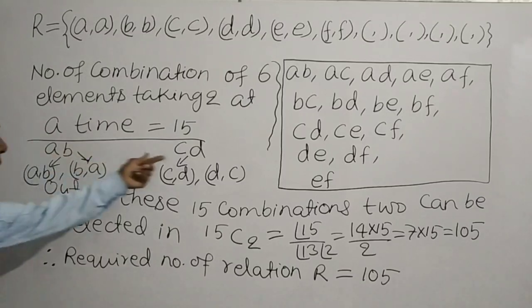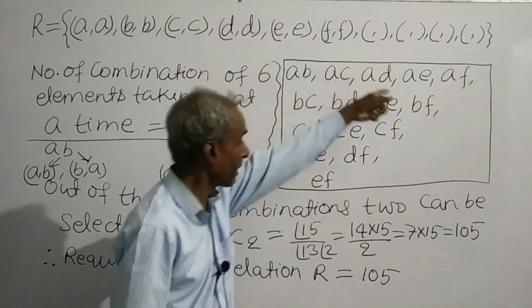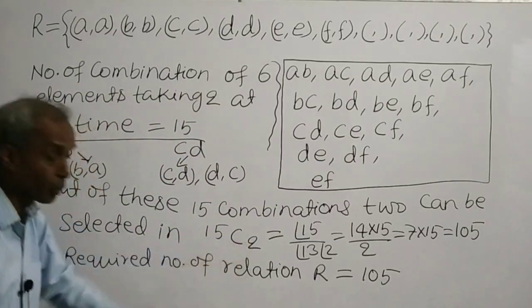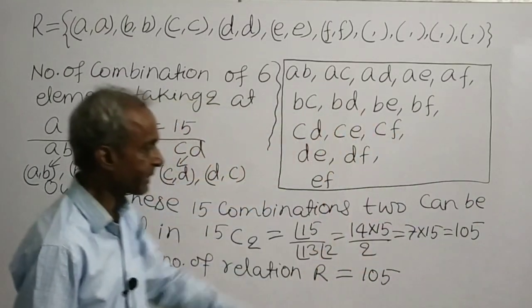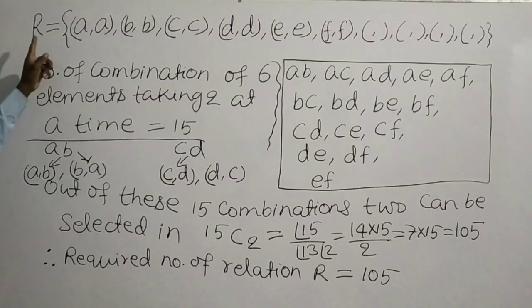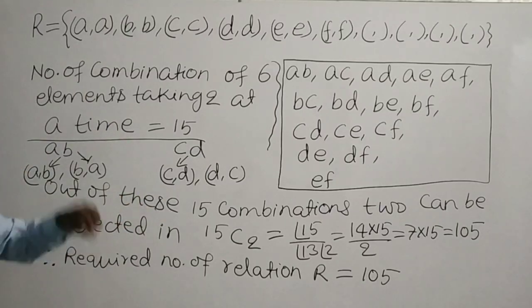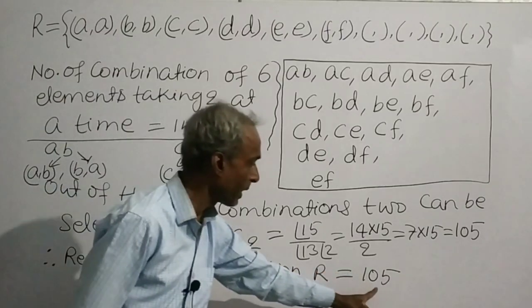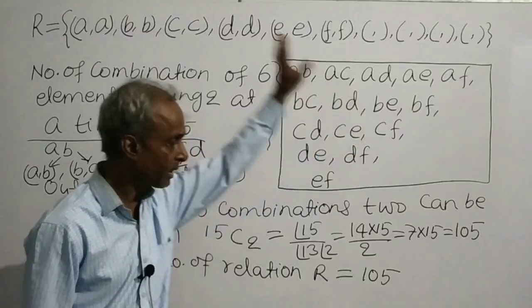But these types of two combinations out of these 15 combinations can be selected in 15C2 ways, that is equal to 105 ways. Therefore, the number of such relations that are reflexive, symmetric, and also contain exactly 10 elements will be 105. Now the solution is complete.